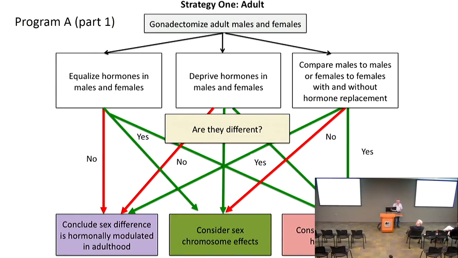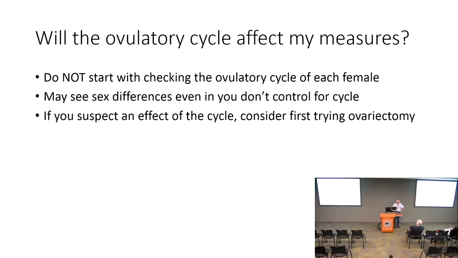Then also, if you're looking for differences due to circulating hormones, the next bugaboo, Part B, is: will the ovulatory cycle be important for this? If you have evidence that the ovaries might be important for the sex difference, then the next question is: is it due to high estrogen levels or high progesterone levels or changes in progesterone levels, et cetera?